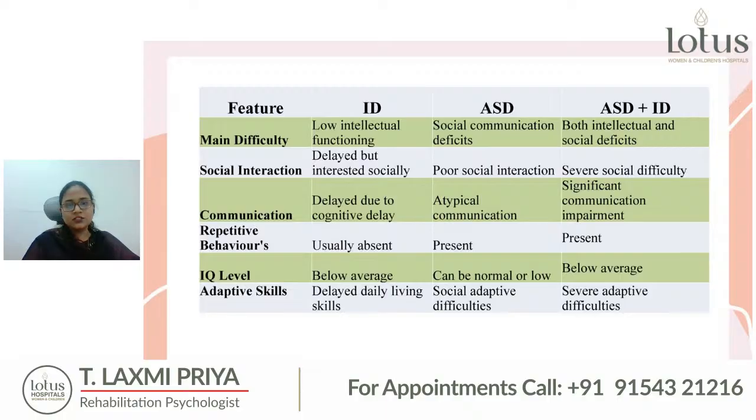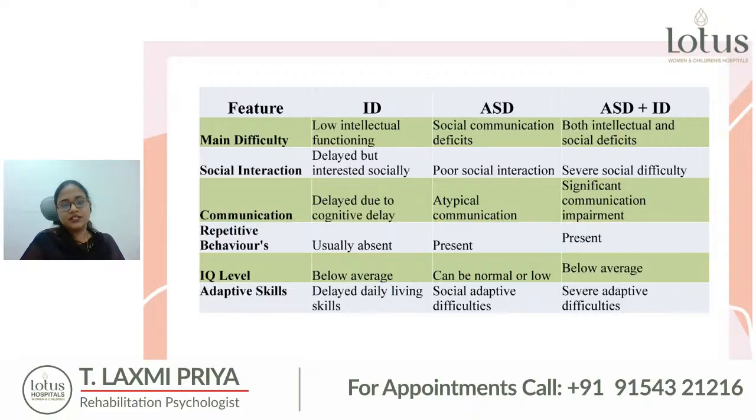Coming to communication, children with ID have speech and language delays due to cognitive delays. The communication of children with ASD may be unusual or atypical. In ASD plus ID, they have significant communication impairment.